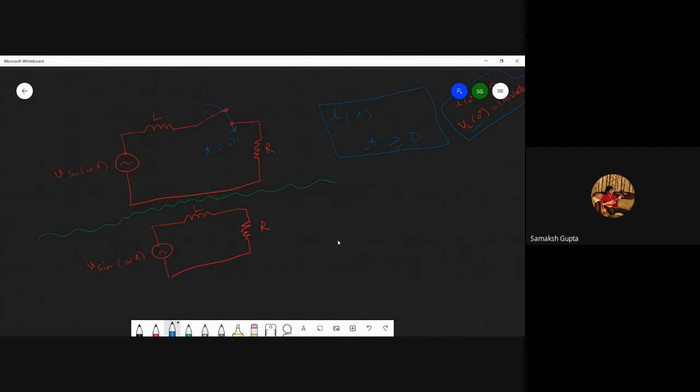So basically what we assume is that infinite time ago the switch was closed. So we are reviewing the circuit for t is equal to 0, but the switch has been closed for infinite time. So will there be any difference in both of these questions, or will the answer be the same?